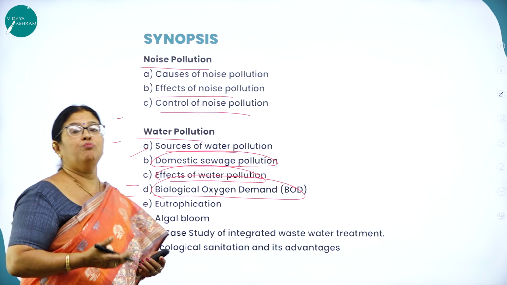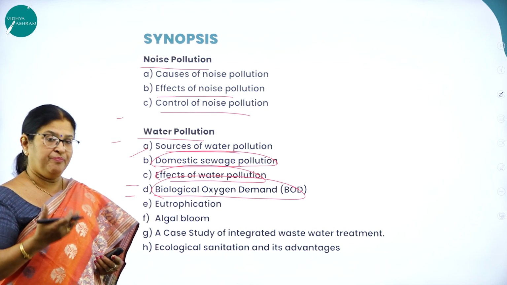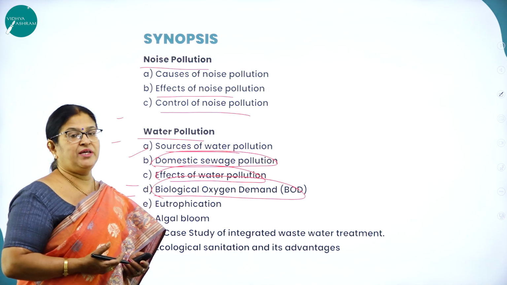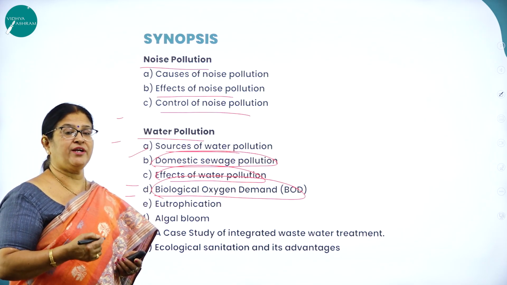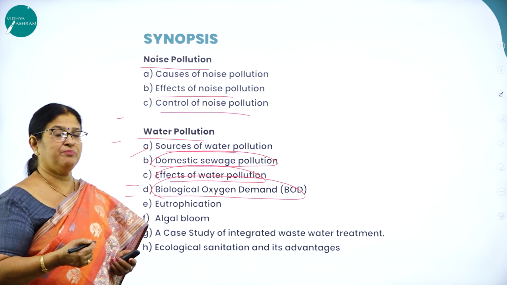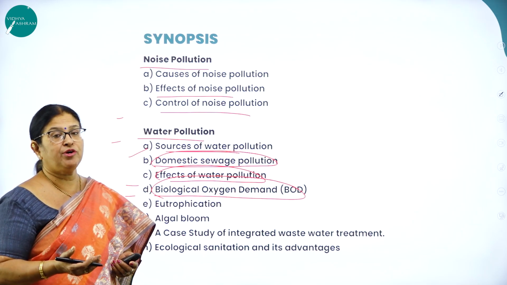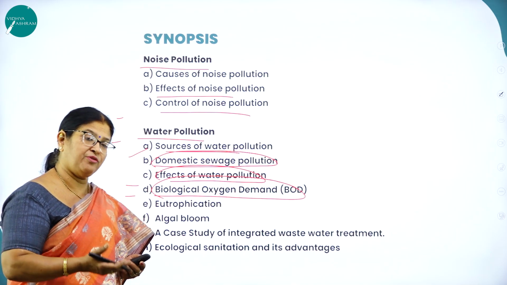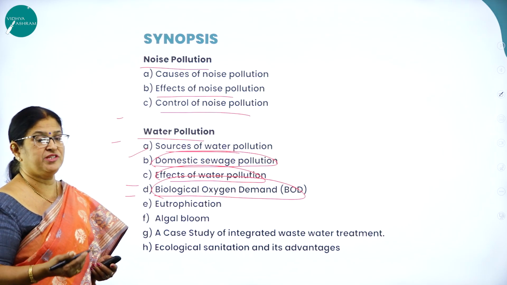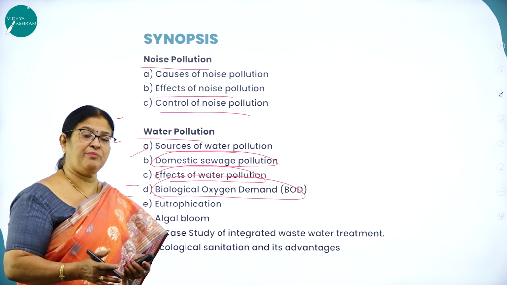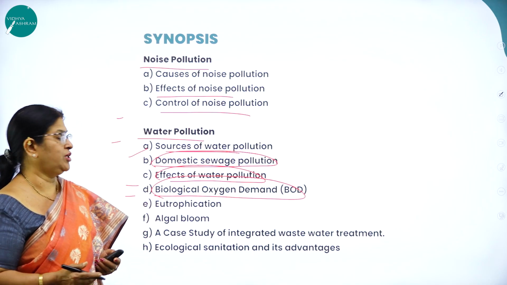Then biological oxygen demand, very important. As we all know, the more the organic matter in the water, the more will be the BOD, biological oxygen demand. We can also measure the rate of water pollution by BOD. The more the BOD, that means more organic nutrients are found in the water body. That means the sewage is more, and even the industrial effluents are more in the water body. The lesser the BOD, the lesser will be the water pollution.